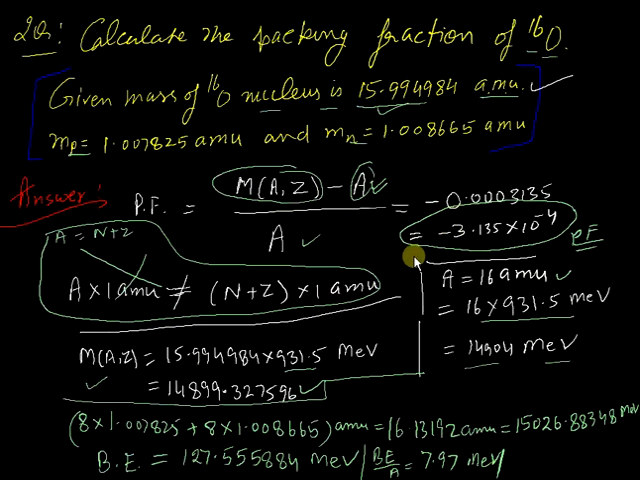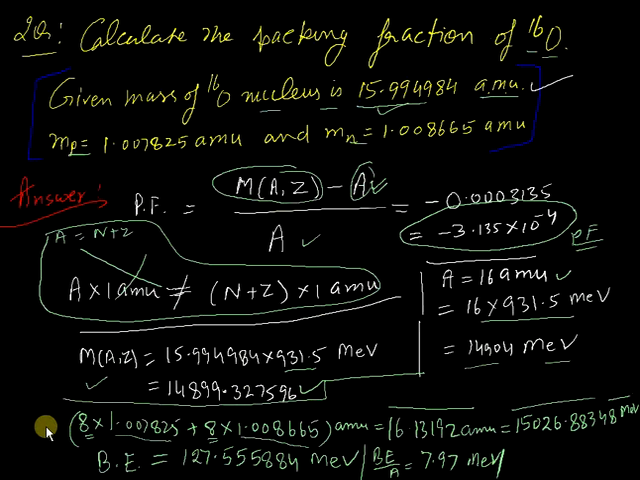Second point, if we have to calculate the binding energy of oxygen-16, there are 8 protons and 8 neutrons. The mass of one proton is 1.007825 atomic mass units, and for the neutron it is 1.008665 atomic mass units. The sum of this is 16 point something, and when I convert it into mega electron volts, the value is 15026.88348 MeV.